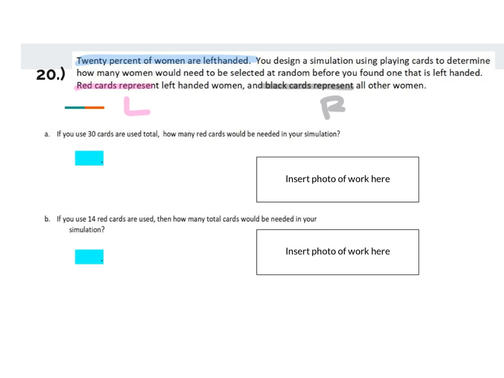So the question reads, if you use 30 cards total, how many red cards would you need in your simulation? So essentially we need to find what is 20% of 30. Okay, they're saying we have 30 total cards and we want 20% of those cards to represent left-handed women. So 20% of them need to be red to represent left-handed women. So we can set up a proportion to figure out what is 20% of 30.